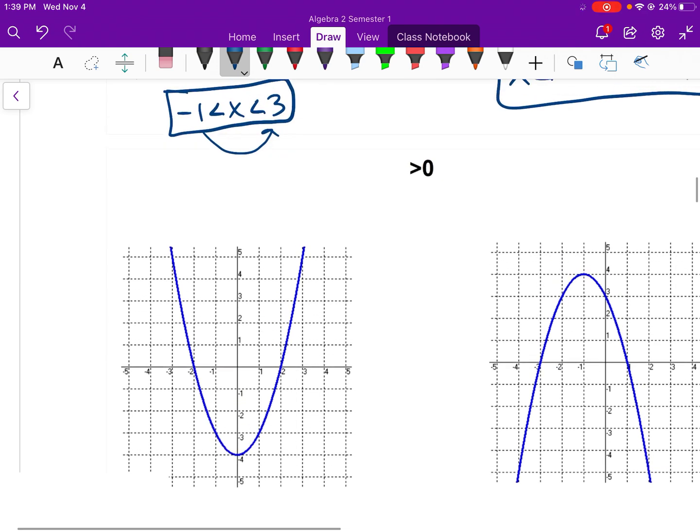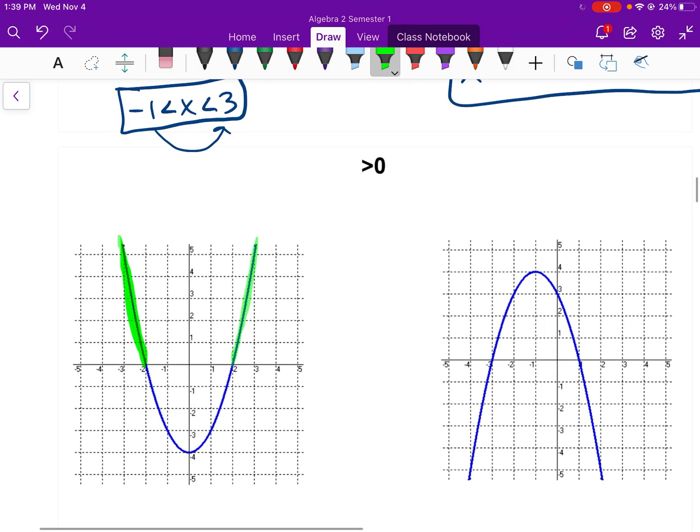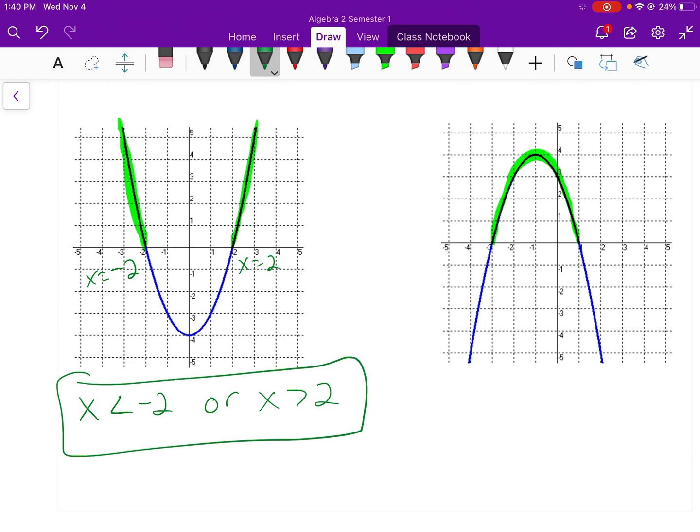On this one, when we're greater than 0, we're using that same idea, but now we're looking above the x-axis. So that's where we're looking, and we're going to write those inequality statements like we did above. For the one on the left, that's where it's separate. We have two zeros at -2 and 2. At -2, we're going to the left, so that's saying x is less than -2, or x is greater than 2. That is our answer for that one.